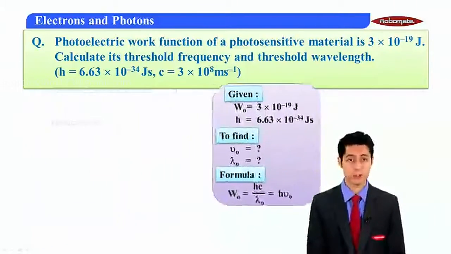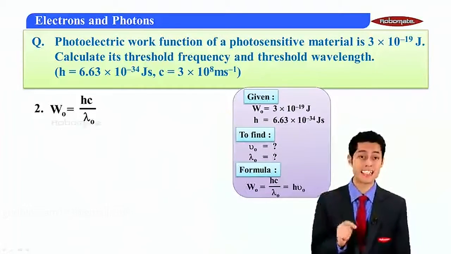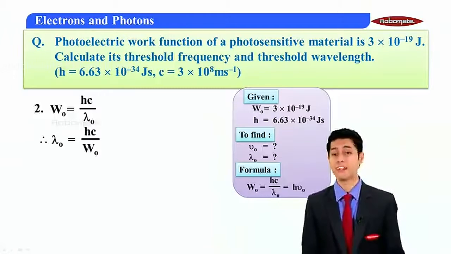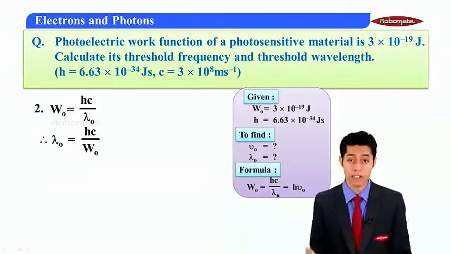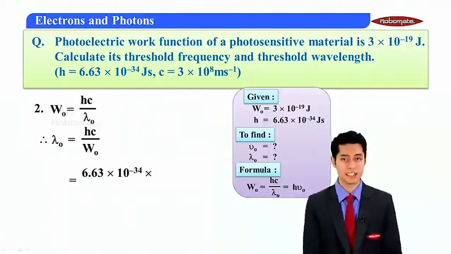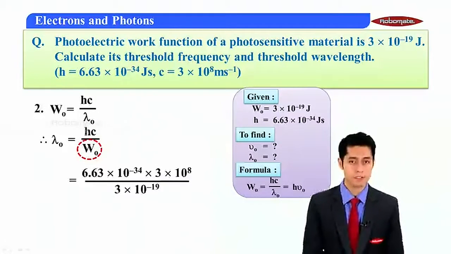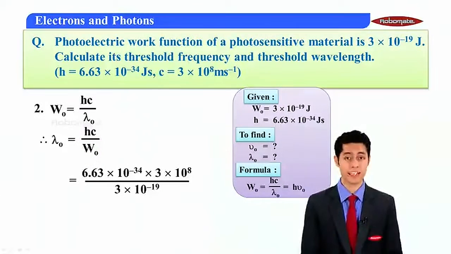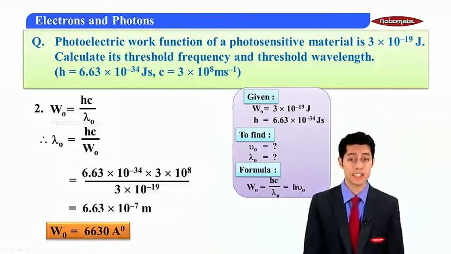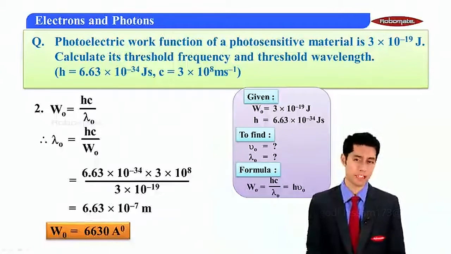Again, to find out the threshold wavelength, we'll take our given data on one side. We know that W₀ is equal to hc/λ₀. Can I say I have hc and can I have W₀ on one side, because I need to find out λ₀? So λ₀ is hc/W₀, in which h is there, c is there with us. Again, we have W₀ which is there with us. So I substitute all of that data. On solving, I get the answer as 6.63 × 10⁻⁷, that is 6,630 Angstrom unit. So students, this was a very simple and basic question.